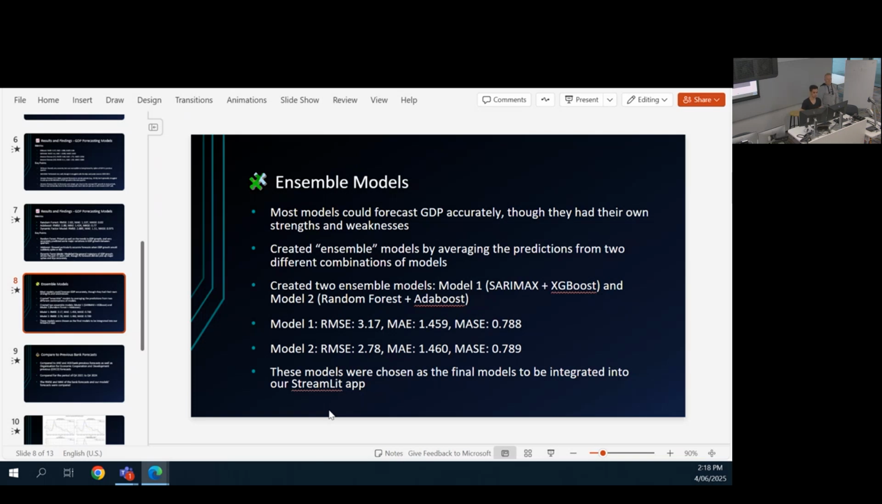And we created two of these ensemble models. One used SARIMAX, that's seasonal autoregressive integrated moving average with exogenous variables, and we also used the XGBoost model. And we also made another model which used Random Forest and AdaBoost. Now, both models performed quite well. Model 1 was particularly strong in forecasting the more recent GDP growth trends from 2022 onwards. And since these were the most powerful models we created, we chose to integrate these into our Streamlit app.